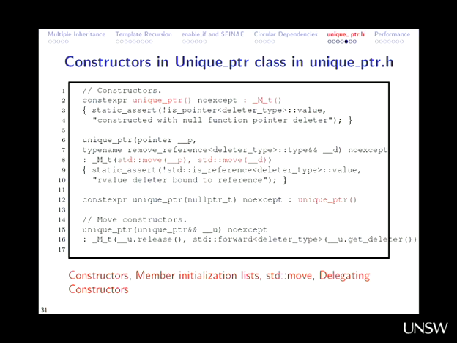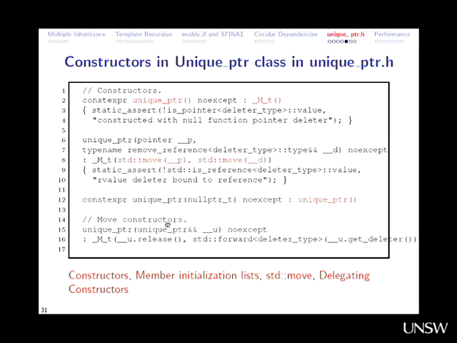What does standard move return? An R-value reference. Why does standard move return an R-value reference? Okay, because you're attempting to move data. Okay. Let's go down here further. Let's actually look at the move constructor for this class.